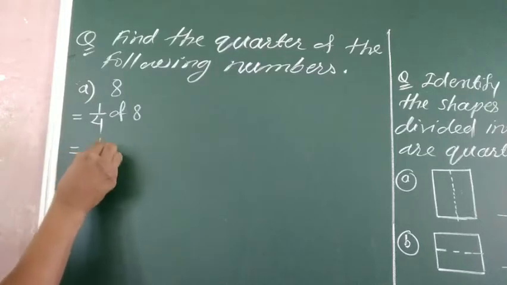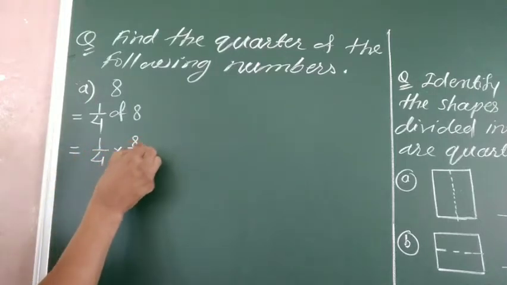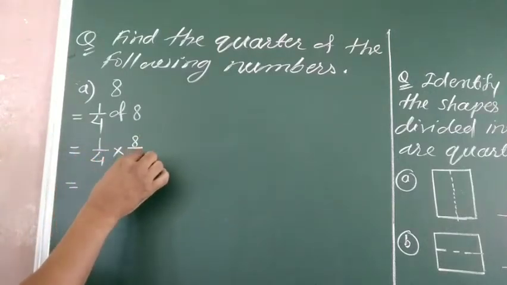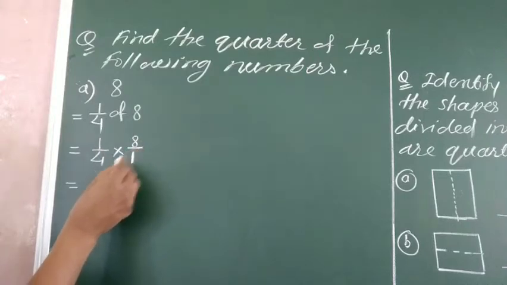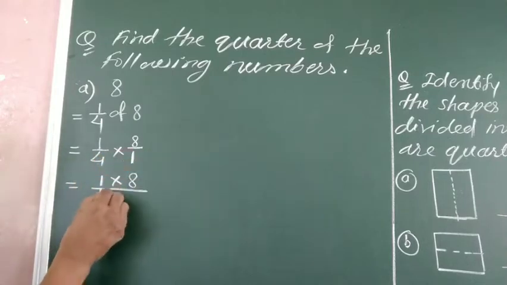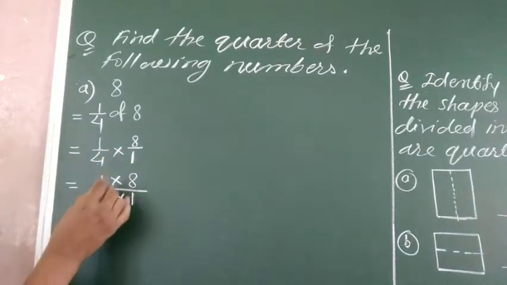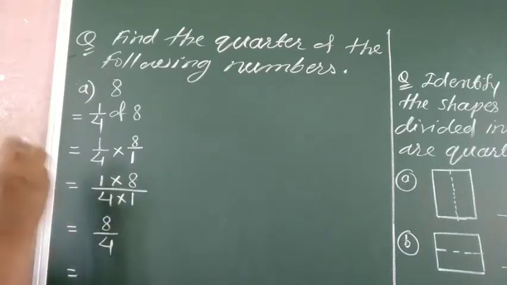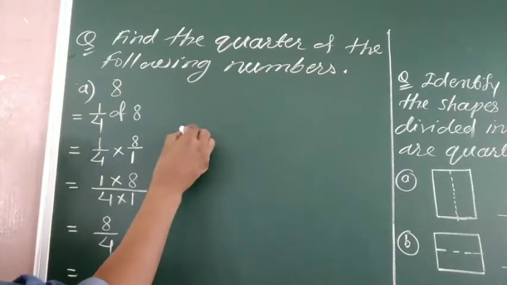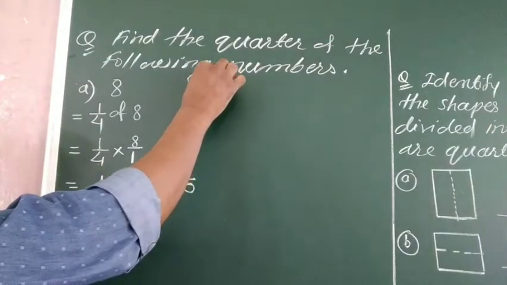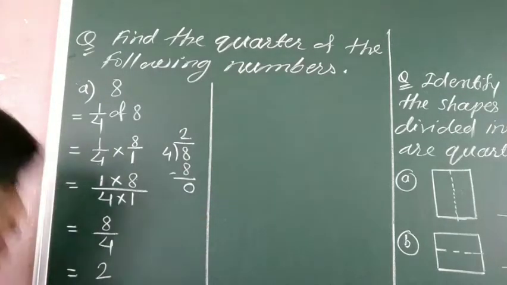Then see, 1 by 4 into 8 by 1. This is one fraction, this is the other fraction. Here multiply numerator into numerator, 1 into 8, and denominator into denominator, 4 into 1. Now 1 eights are 8 and 4 ones are 4. Now it is 8 by 4. 4 twos are 8. So your answer is 2. So 2 is quarter of this 8. 2 क्या बेटा फिर आपका 8 का quarter है.